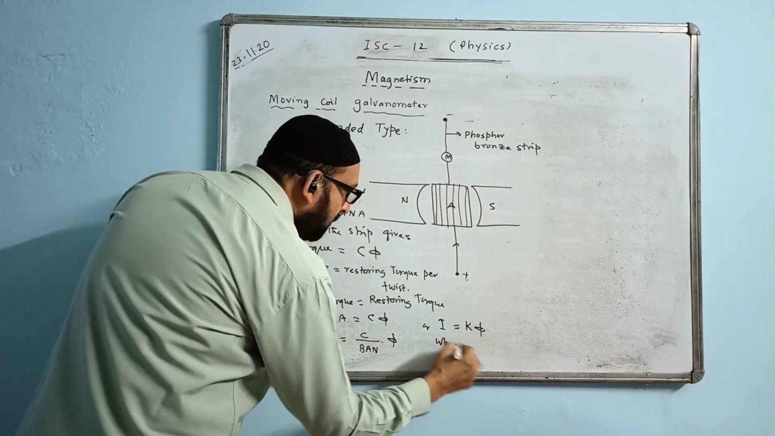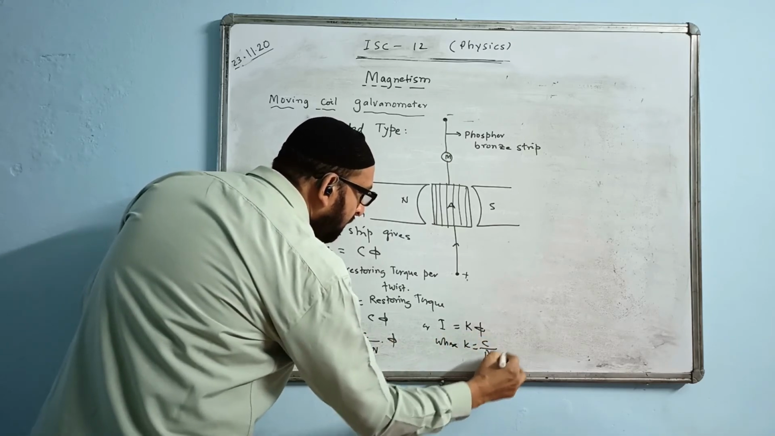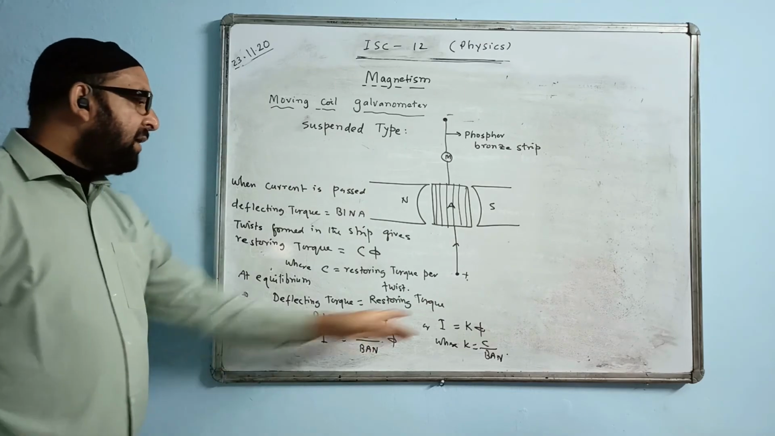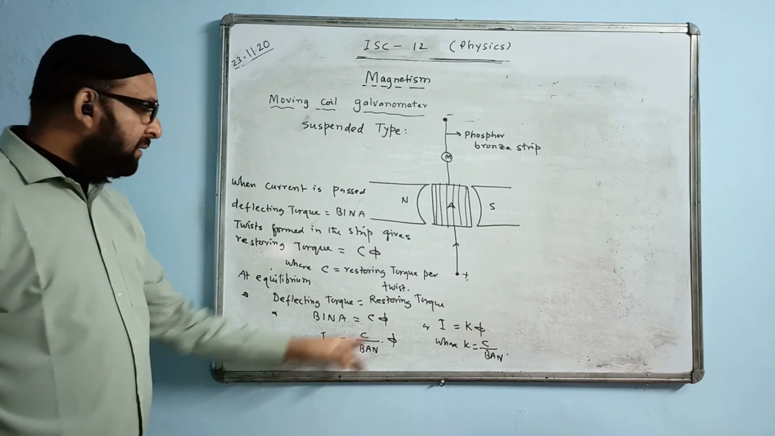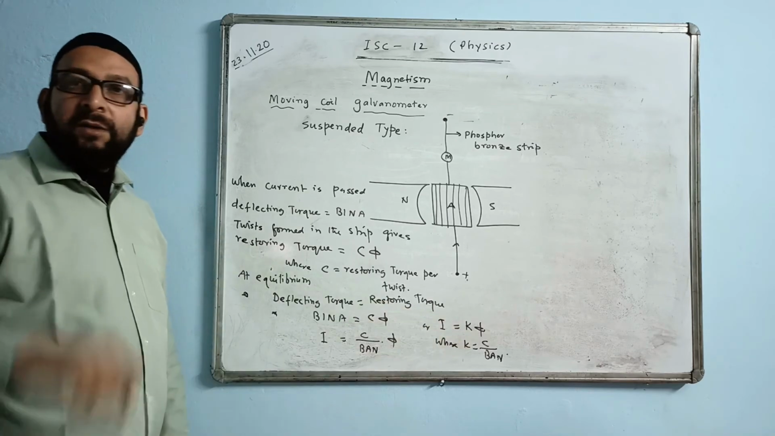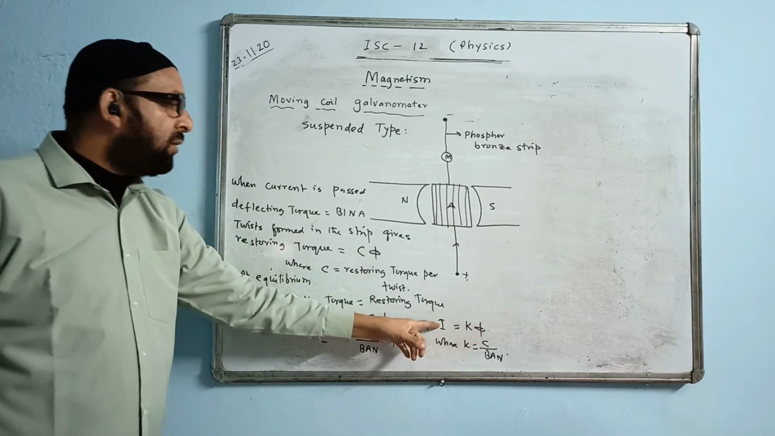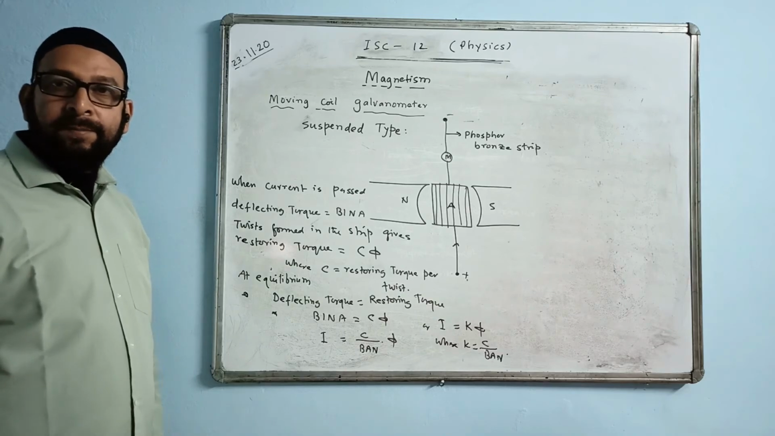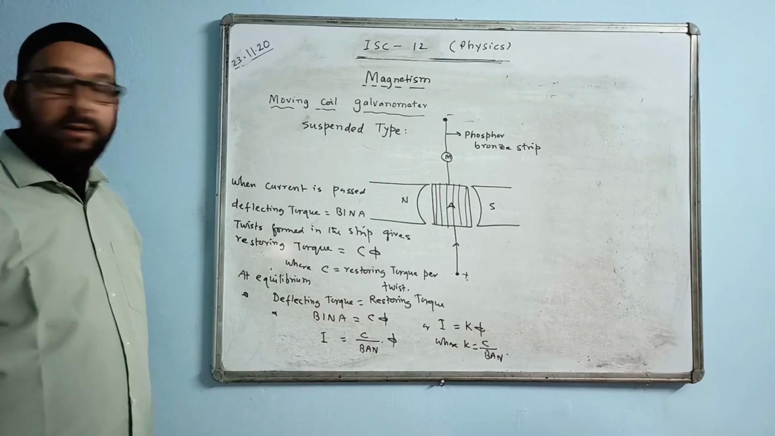What is K? K's value is this much: C upon BAN. That is, I is proportional to phi. Greater the value of phi, in other words deflection, the more the current flowing. Less the value of phi, less the value of current. More twist means more current. Less twist means less current.